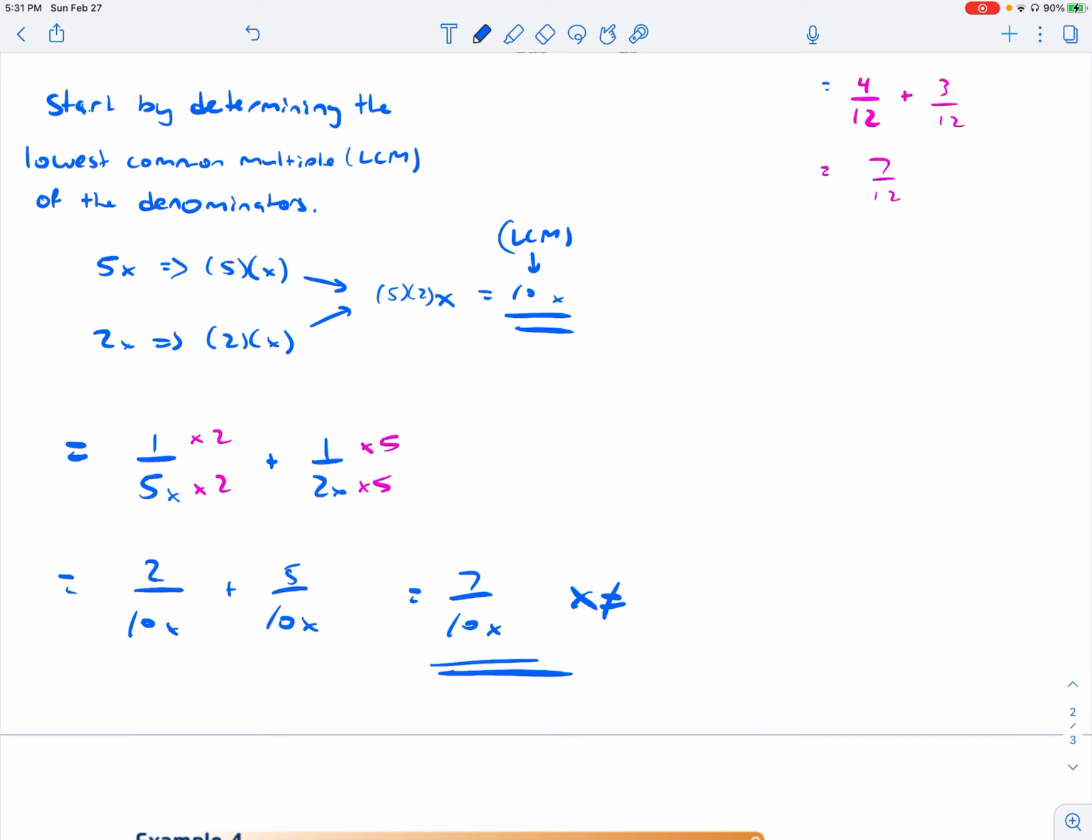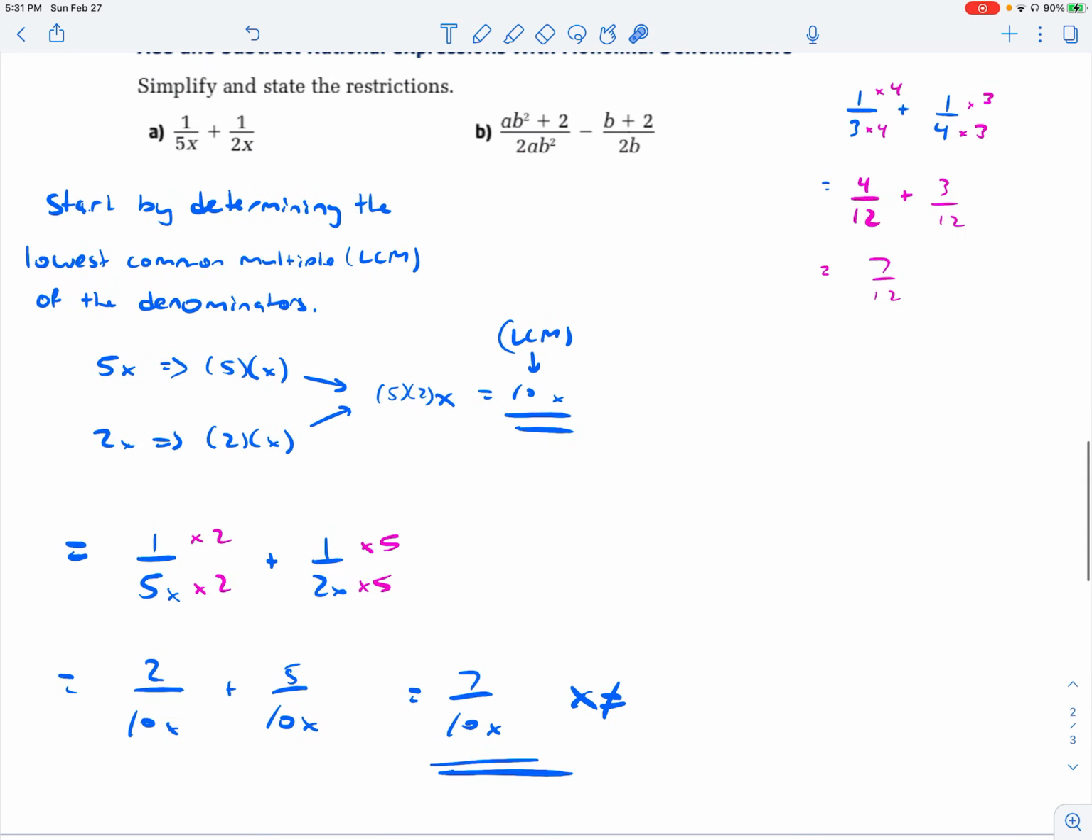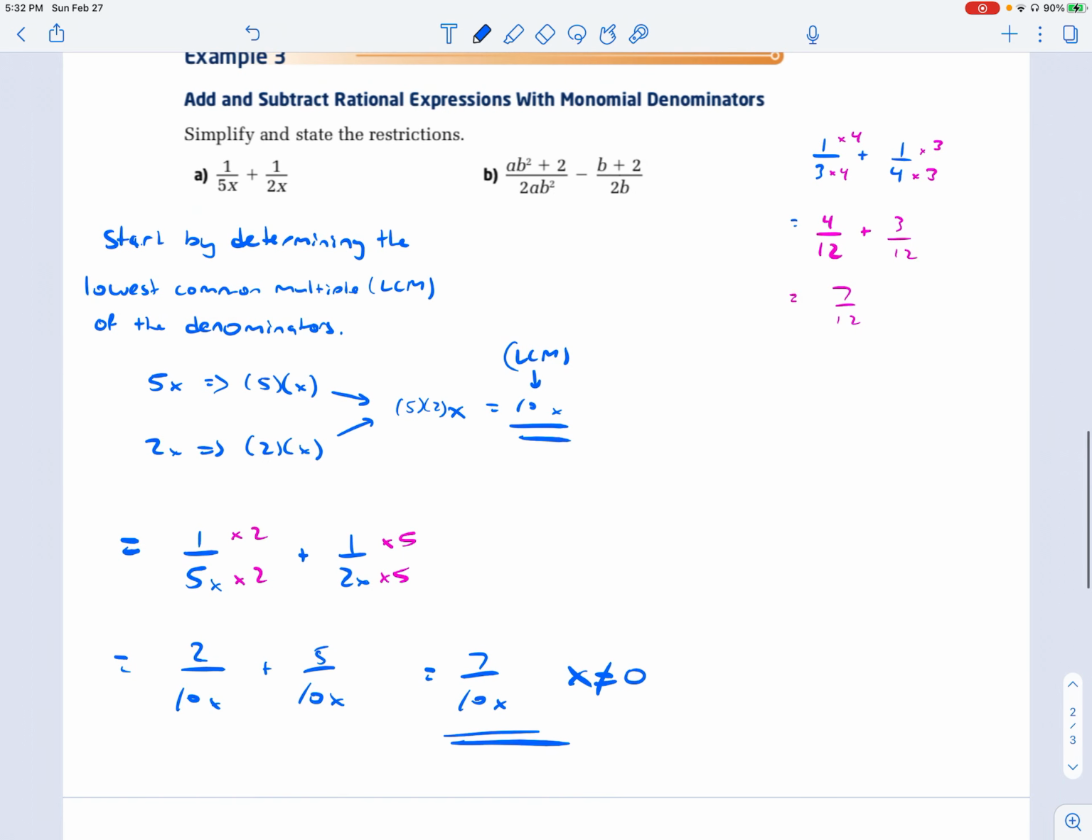So x cannot be equal to, and I can take a look at the start, x can't be 0. That would be dividing by 0, and those would be undefined. And none of that really changes as we move through. I look, it's still the same. So we just say x can't equal 0. All right, that is the first one.